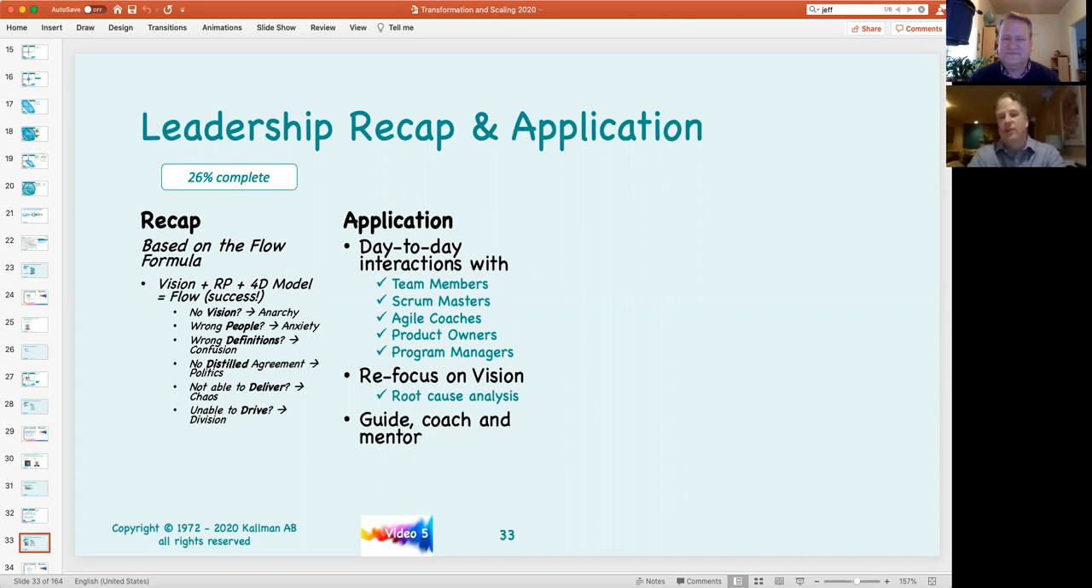If you have the wrong definitions, you have confusion. If there's no distilled agreement, and distilled being a very key word here, you can have agreement, but it could be a very tacit, tepid agreement, depending on who you're dealing with. But there has to be a distilled, this is what we're doing, and everybody buys in, and that helps connect that piece. If you're not able to deliver on what it is you're doing, there will be chaos. And if you're experiencing chaos, look at your ability to deliver. And let's say you have the inability to deliver, but that's not it. You have to go back and work your way up.